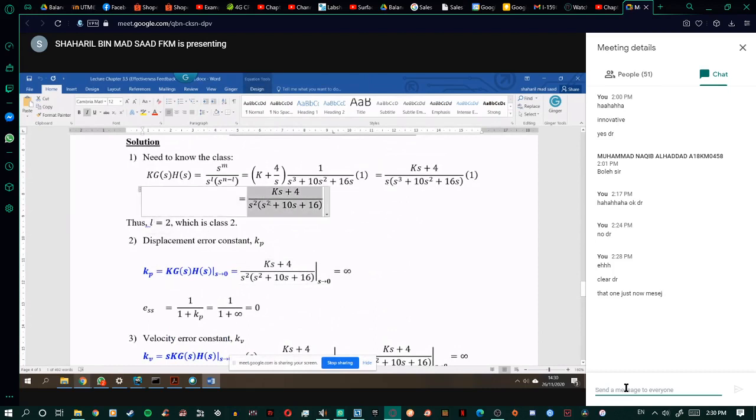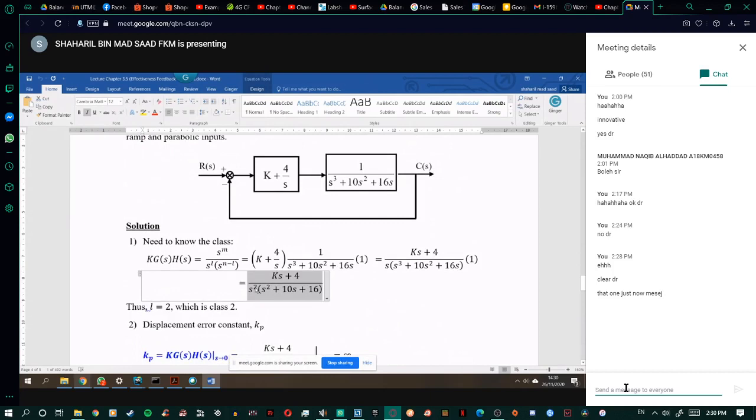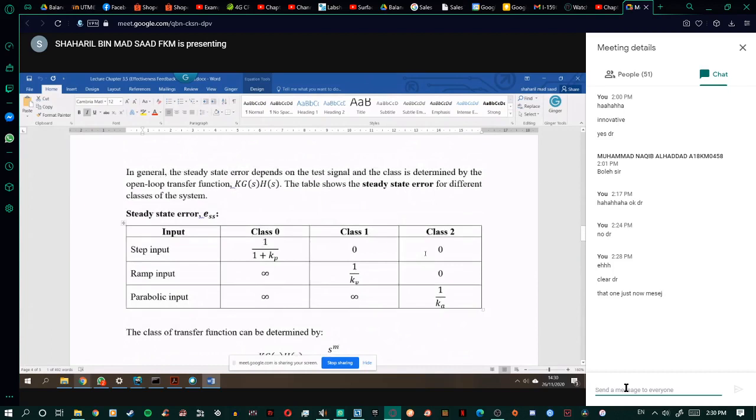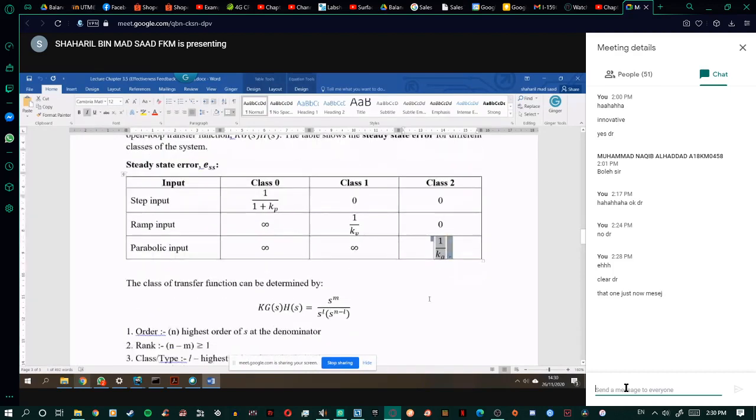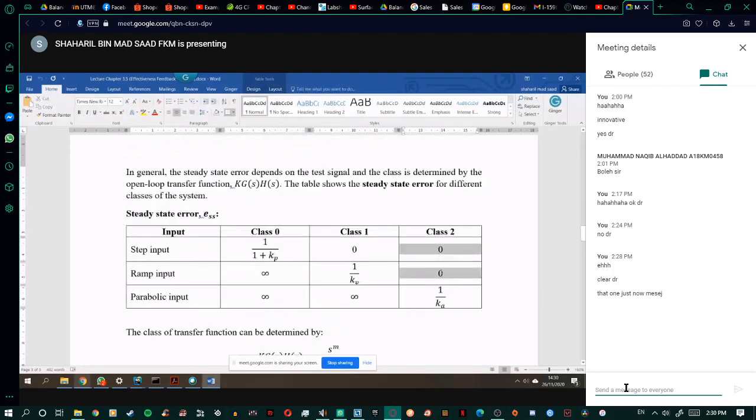You also can look at first which class this system belongs to. L equal to 2, that means class number 2. So when you apply the step input, of course the steady state error you will get is 0. When you apply the ramp input, you will also get 0. That means the steady state error will be 0. When you put in parabolic, you get 1 over Ka, so the steady state error is not 0 anymore.